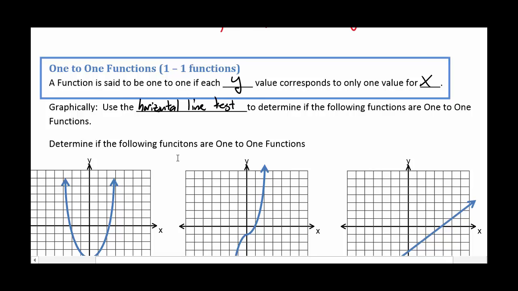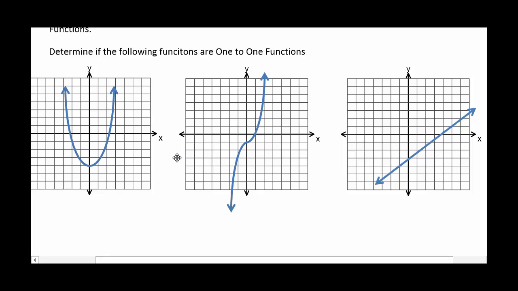Okay, so again, we're assuming it is already a function. Now we're throwing the more specific name one-to-one on top of it. So horizontal line test, just like it sounds. I'm going to draw horizontal lines and see if there's any place where it crosses more than once. I can see numerous times it does that. So this is not one-to-one, even though it is a function.